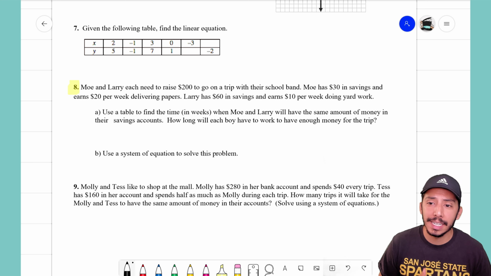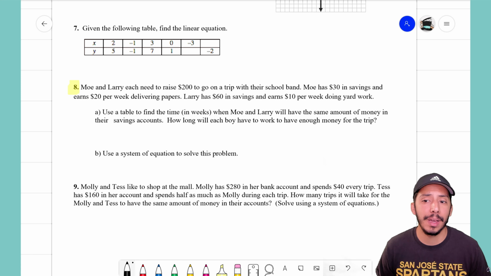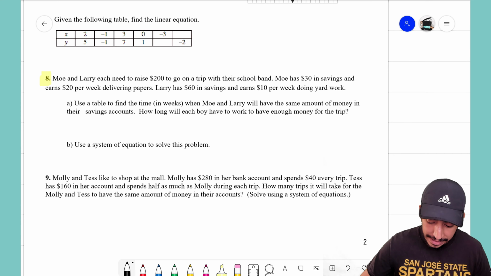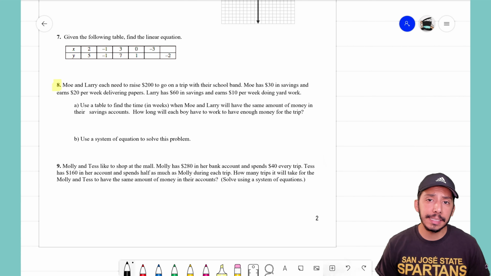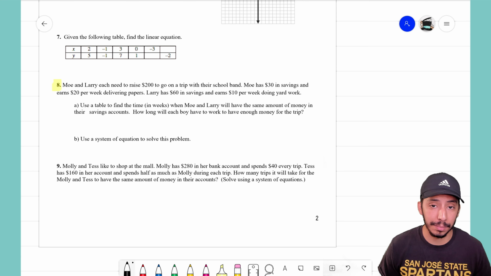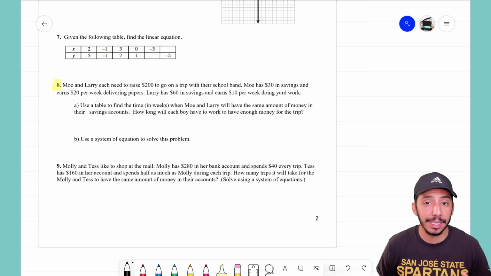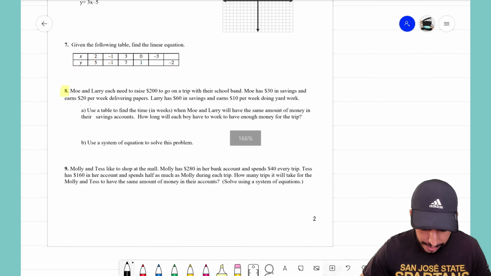So part A says let's use a table to find the time in weeks when Mo and Larry will have the same amount of money in their savings account. So this is kind of having you do it two ways. Part A says use a table, part B says use a system. You can do both ways, and both should give you the same answer, but I'll show you right now how we can attack this.